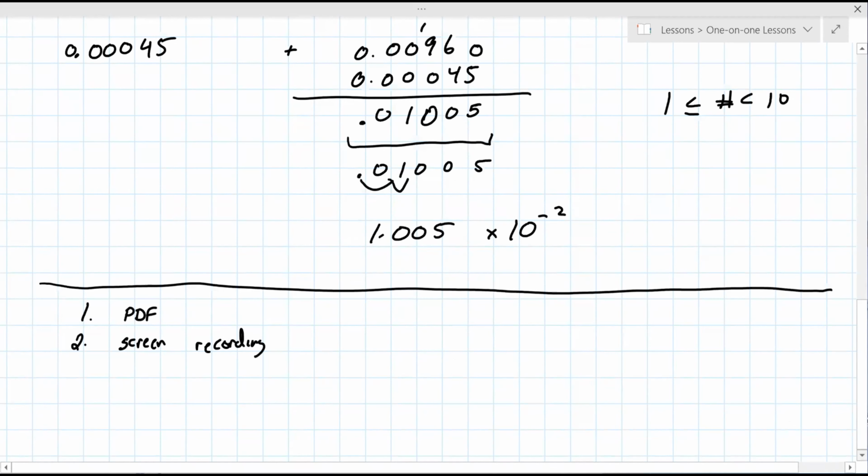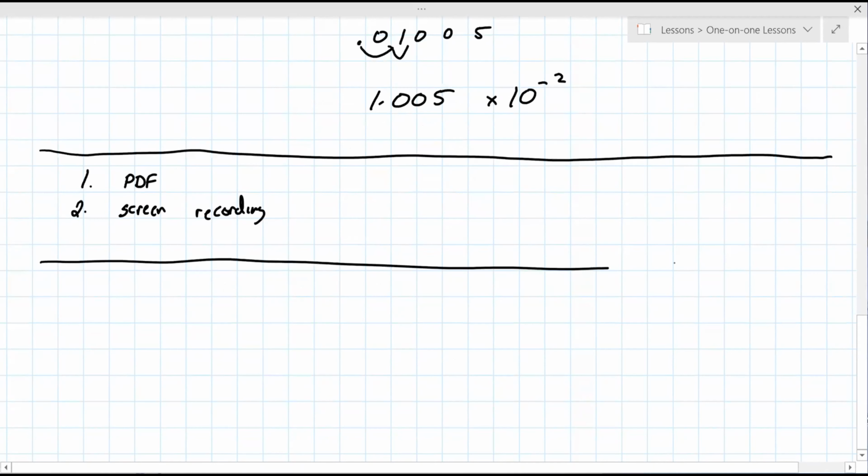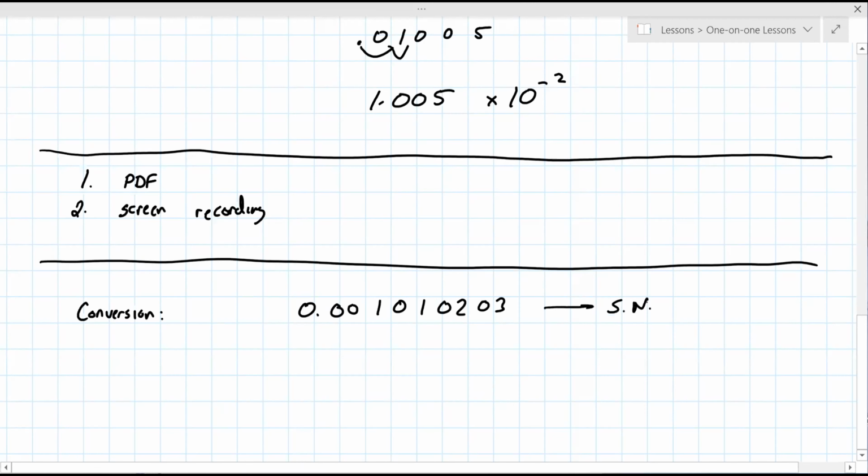So I did detect a basic conversion thing here that I want to make sure that you're comfortable with. You for sure will get a question like 0.001010203. What is this number when you convert this to scientific notation? Can you give me the result? I need the number, and then it's times 10, and then I need the exponent up here. 1.010203 to the negative second exponent.